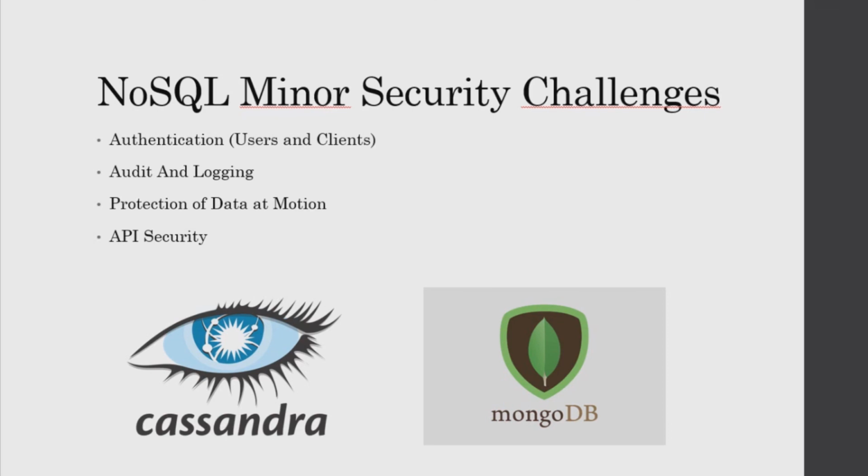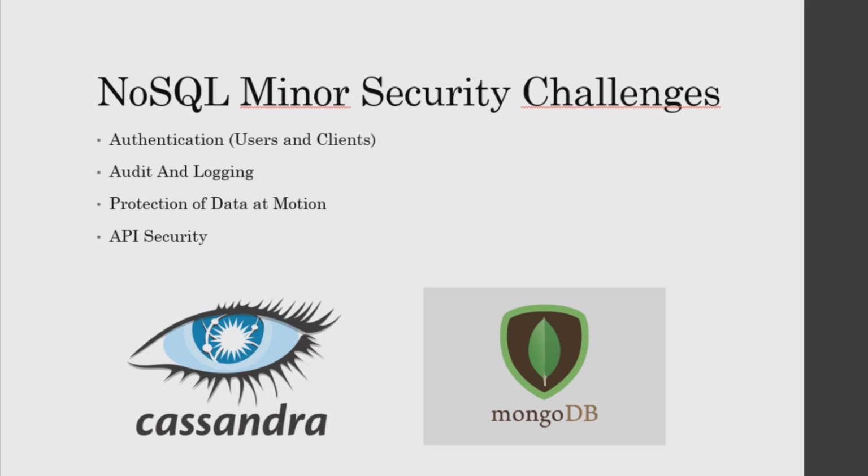Now, audit and logging. NoSQL databases have poor logging and log analysis methods. In Cassandra, auditing is available in Enterprise Cassandra. MongoDB is far behind in implementing the desired security logging and monitoring. Now, the protection of data in motion: communication between the clients and nodes, and communication between nodes, RPC over TCP/IP.